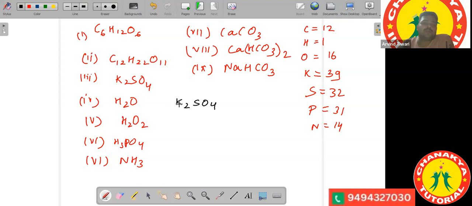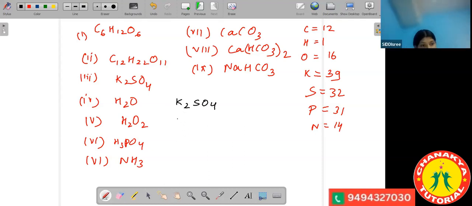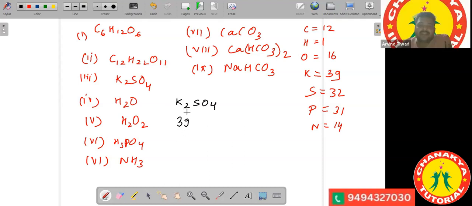Now the atomic mass of potassium K is 39. Yeah, Siddhisri? Yes, sir. Okay, so we write here 39, but there are two atoms. It's K2, so there are two atoms. Therefore, we multiply it by 2. So this is the mass of potassium which is present in this compound.